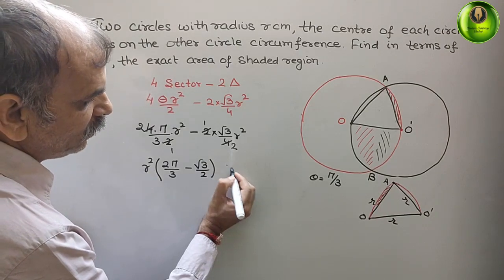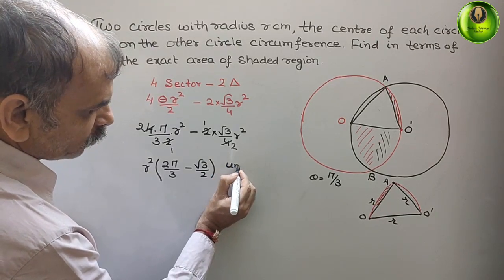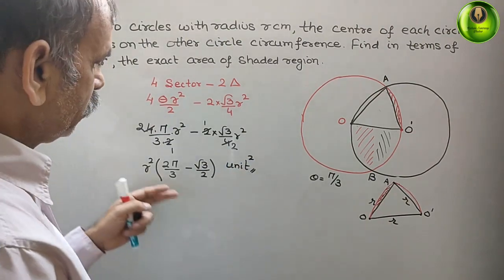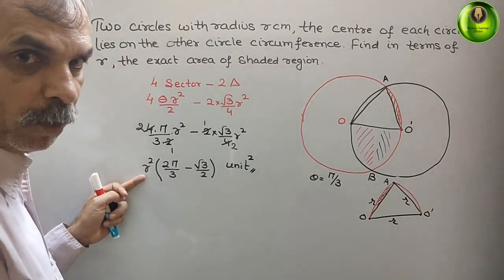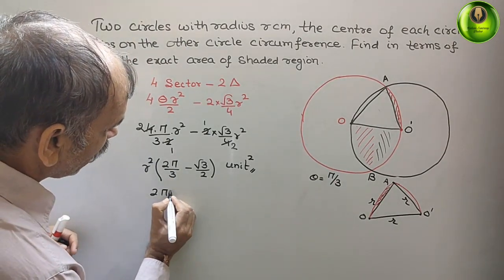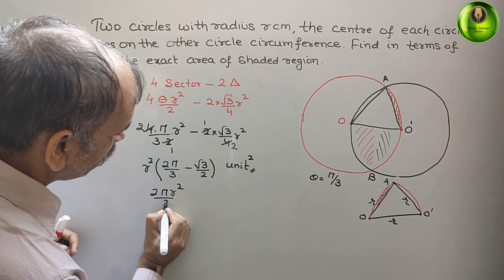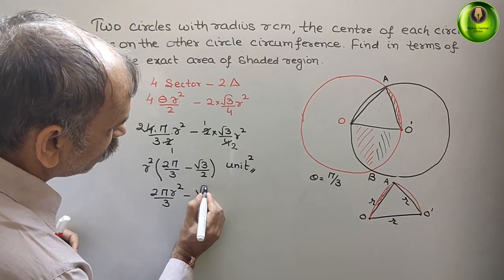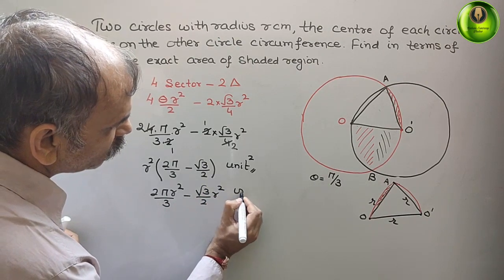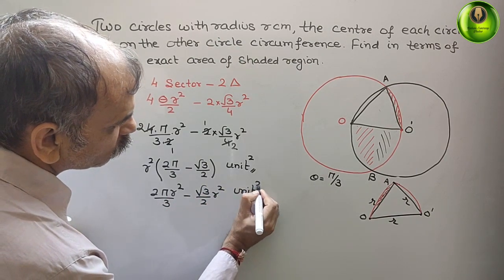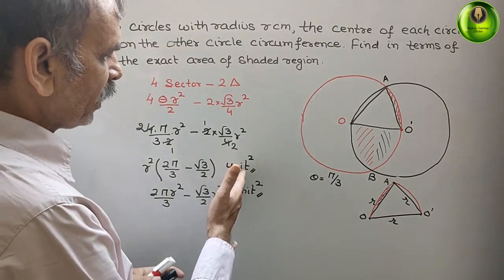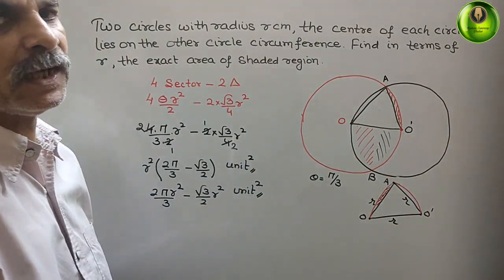So that is in unit square. Or if you don't want this common, you can write directly: 2 pi r square by 3 minus root 3 by 2 r square. So this is in unit square. So any one type of answer you can write.